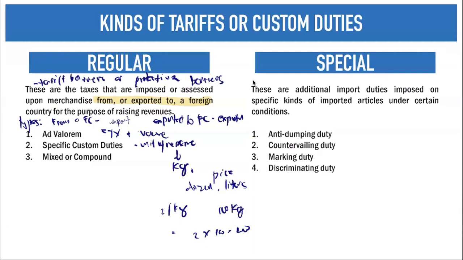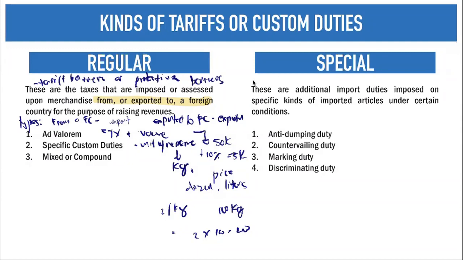How about ad valorem? You add to the value. So for example, the total value is 50,000. You add 10% out of that. So that is 5,000 custom duty. Clear? Ad valorem, you add to the value. Specific custom duty is based on a unit of measure, whether the measure is kilogram, per piece, per dozen, per liter, etc. You compute it based on that.